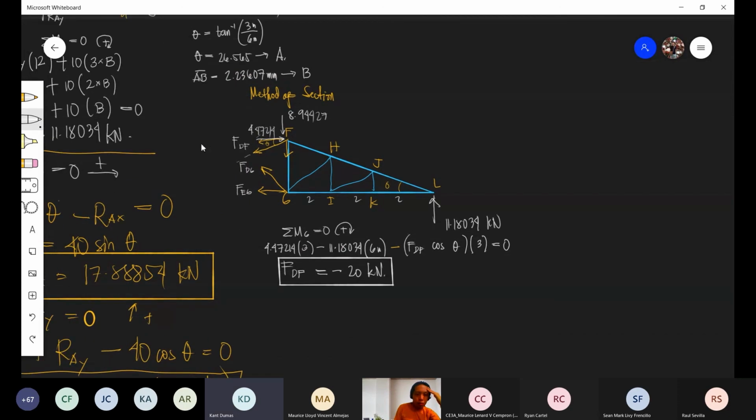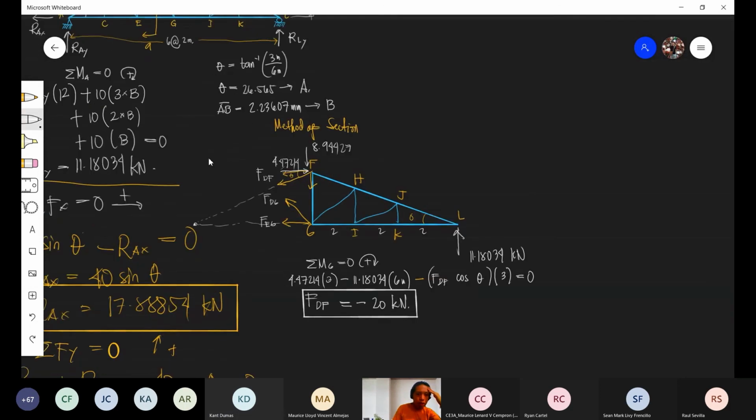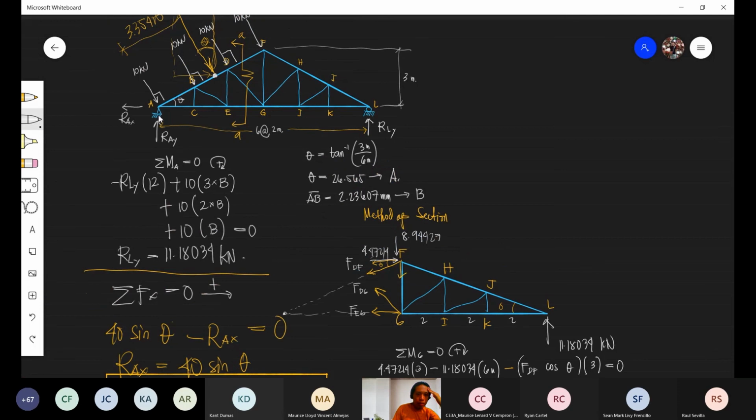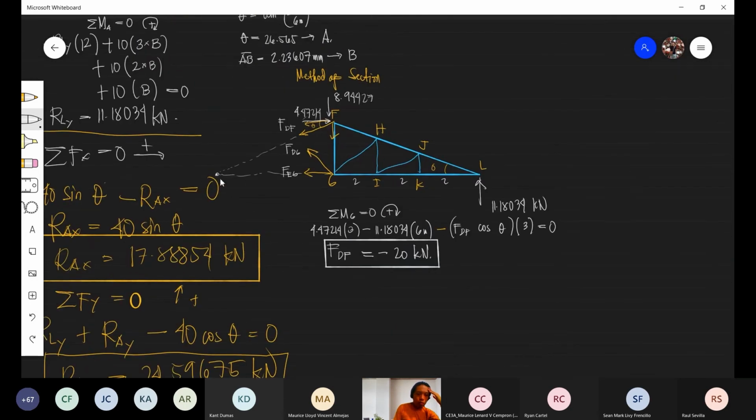Dili kita magmo-moment. I-extend natin. Dili kita magmo-moment hiling a point. And it so happened that that point is point A, because that's the point where force DF and force EG meet. Diba? Point A. So, ari kita dili point A magmo-moment para 0 and DF and EG.